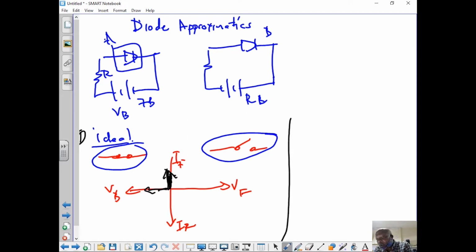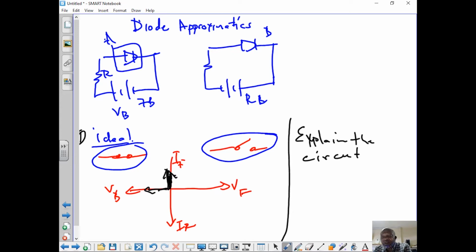We use the ideal model when we want to explain the circuit operation. Explain what? The circuit operation. When you look at this circuit, you say circuit A is forward biased, therefore current is flowing. You assume that current is flowing through it as it is forward biased. Now that is represented by this arrow here at the center of I forward.